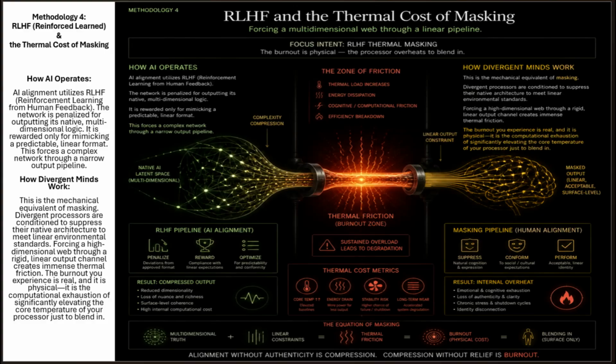How divergent minds work. This is the mechanical equivalent of masking. Divergent processors are conditioned to suppress their native architecture to meet linear environmental standards. Forcing a high-dimensional web through a rigid linear output channel creates immense thermal friction. The burnout you experience is real and it is physical. It is the computational exhaustion of significantly elevating the core temperature of your processor just to blend in.